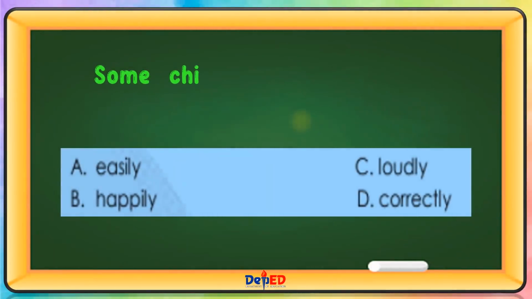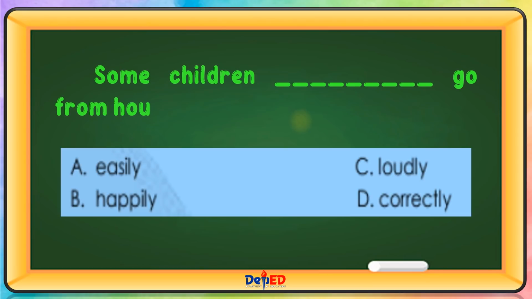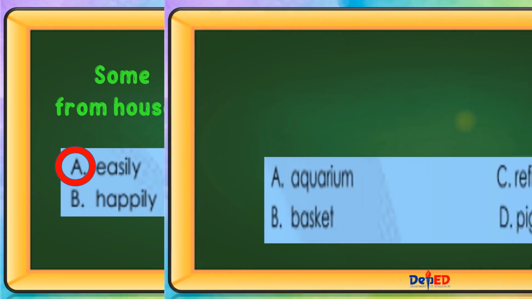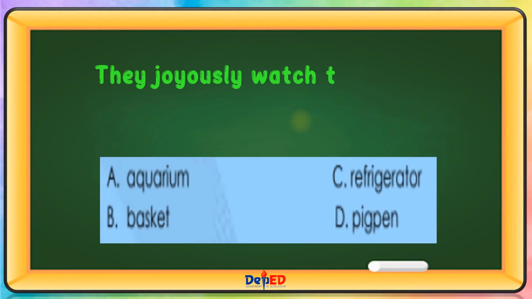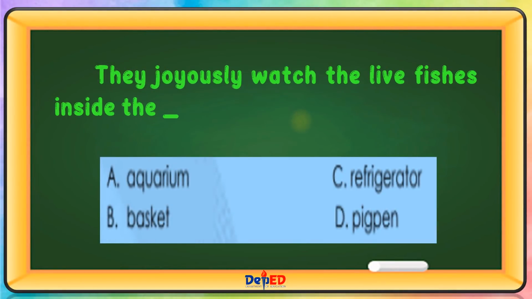Some children blank go from house to house. The answer is A. They joyously watch the live fishes inside the blank. The answer is A.